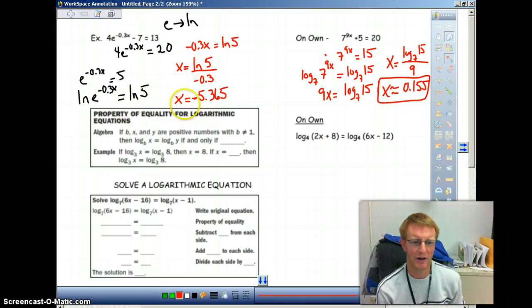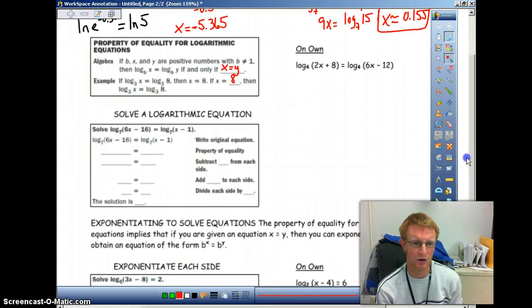Okay, so moving on to logarithms. Properties are the same way. If I have log base b of two different things, that only works if, in this case, x is equal to y. Those have to be the same. So therefore, if you have log base 3 of x equals log base 3 of 8, then x has to be equal to 8. And also conversely, if x is equal to 8, then those two are equal to each other. So let's go through and solve.